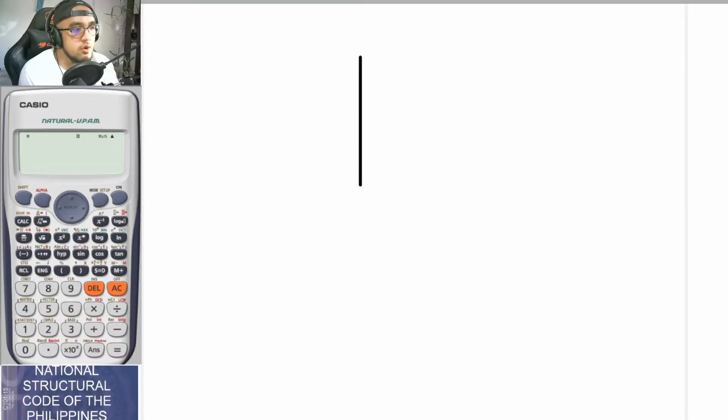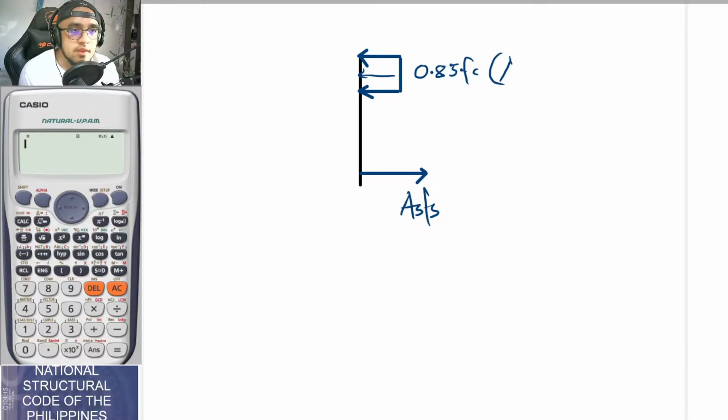Of course, you would still be having your AS here. So this is to be the value for your ASFS. And this is now to be the value of your compression block. So let's say that this is to be your compression block, and this is now to be equal to 0.85 FC prime times the area of the compression concrete. So let's say that that is to be ACC.